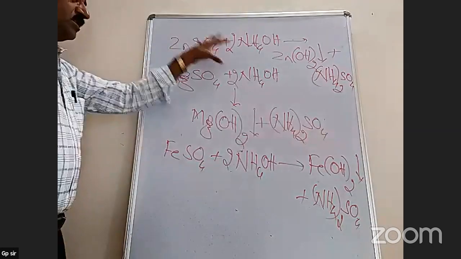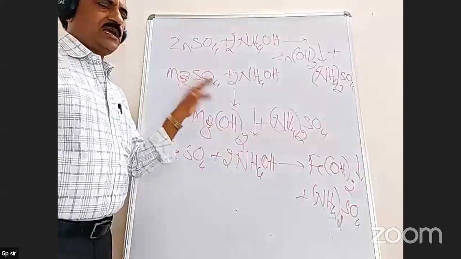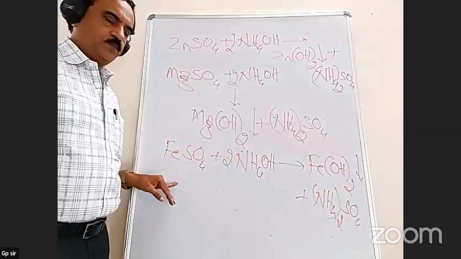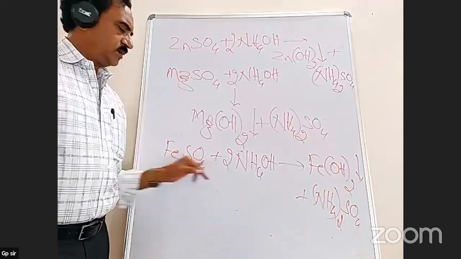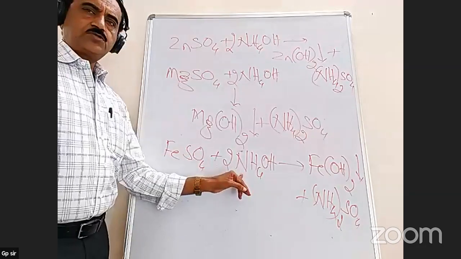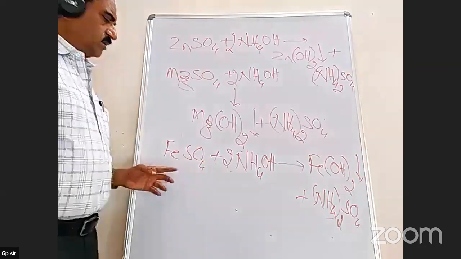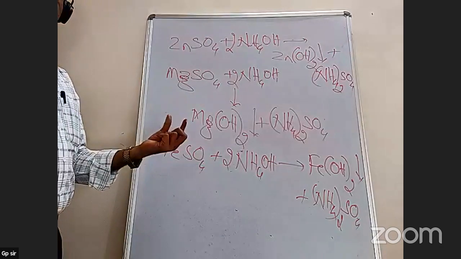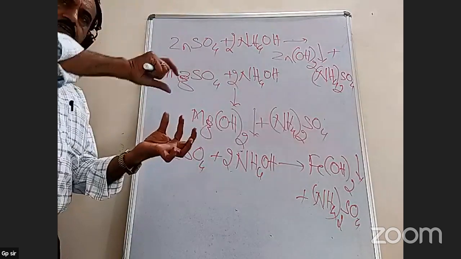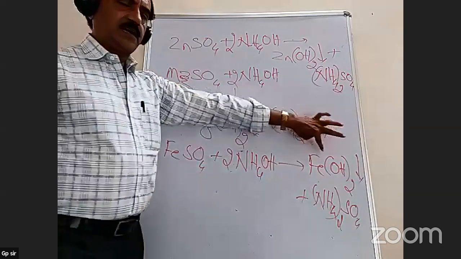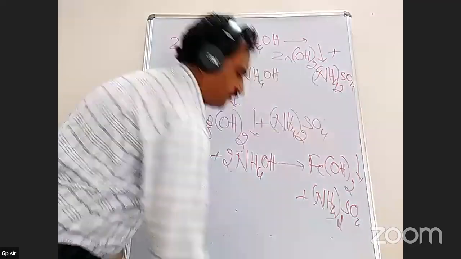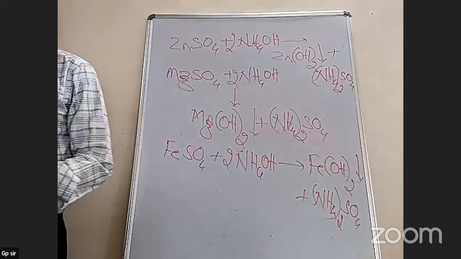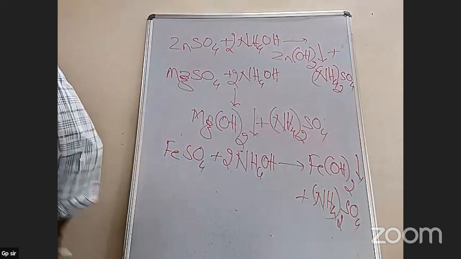Demonstrate all these in the laboratory. These come in the laboratory and must be demonstrated. FeSO4 plus 2NH4OH: you take ferrous sulfate solution in a test tube and add NH4OH solution. We get a pale green color Fe(OH)2, downward arrow mark, green color precipitate.